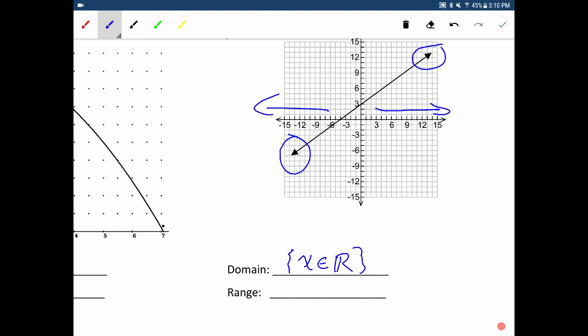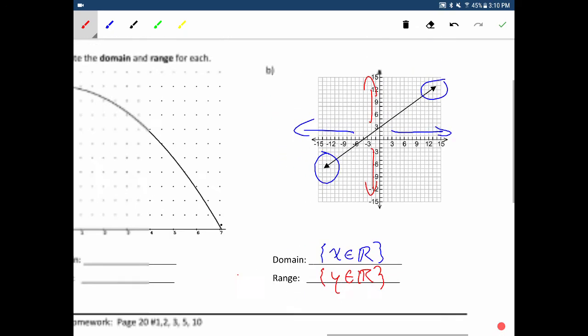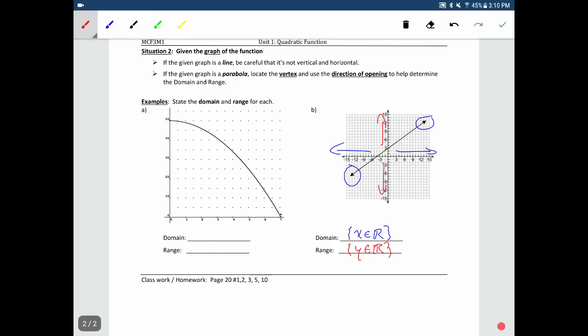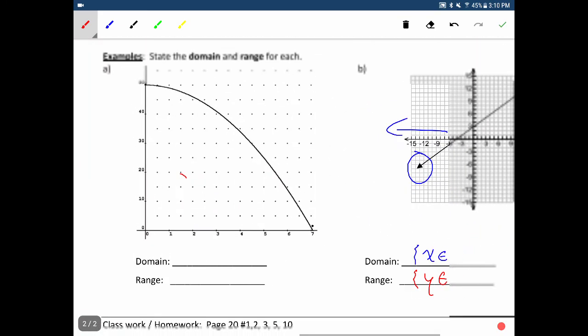Okay. Similarly, I've got a y value. It just goes on in either direction as well. I can just go as far as I want, and it's still going to have something. So there's my y value. There's my range there.